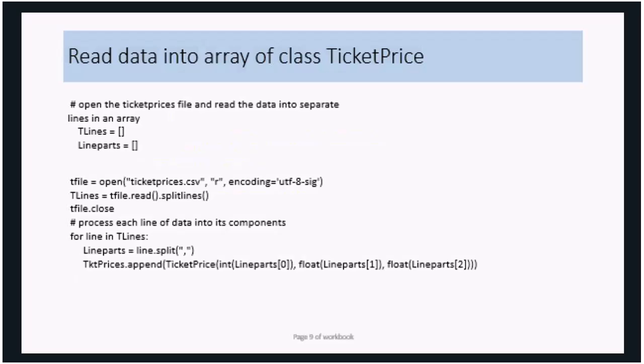So now I need to process what I've got in T-lines. Process each line of data into its components, it says. I'll do this in a for loop, for line in T-lines. So line is a local variable that's just going to take an individual element of my T-lines array, and you might remember that's a comma separated line that says 3, full fare price, concession price.